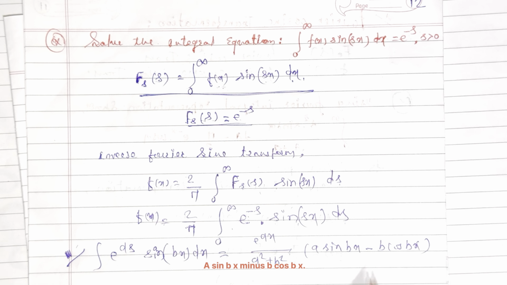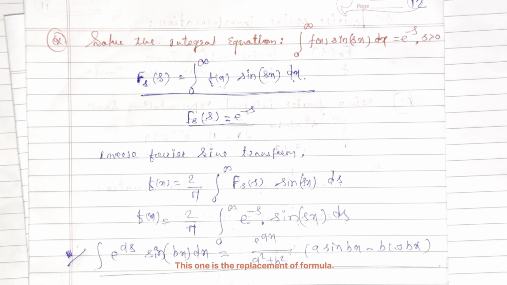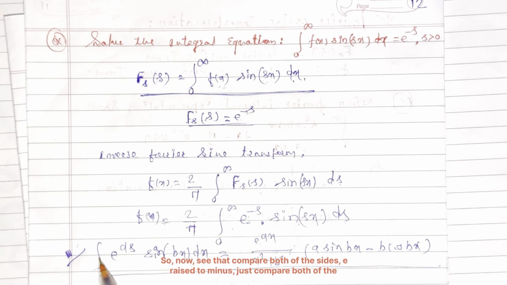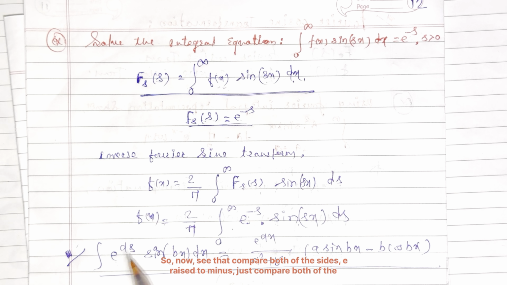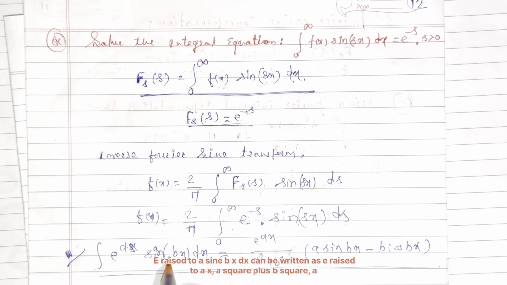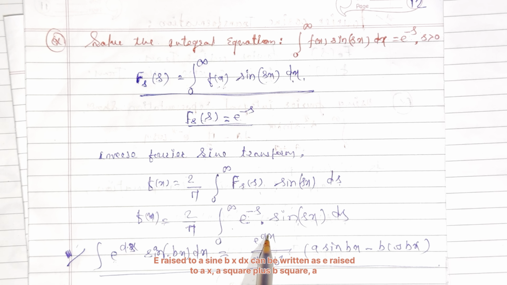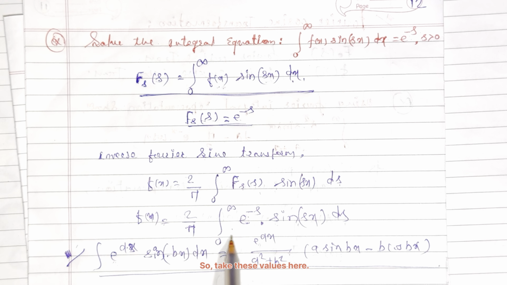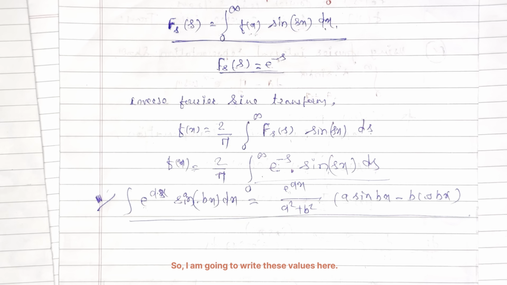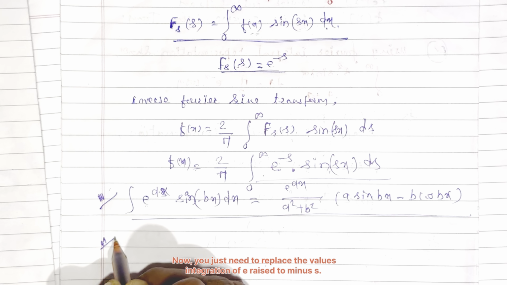This one is the replacement of the formula. That means we have to replace this integration under this one. Now compare both of the sides and replace the values. The integral of e raised to ax sine bx dx can be written as e raised to ax upon a square plus b square, a sine bx minus b cos bx. So I'm going to write these values here. It is quite easy, guys, we just need to replace the values.